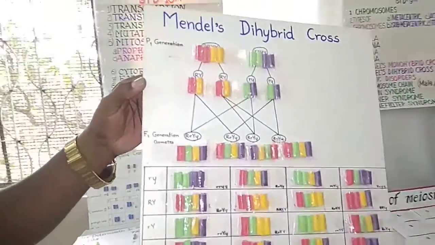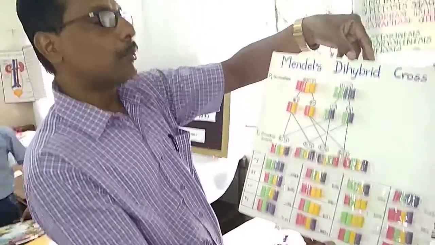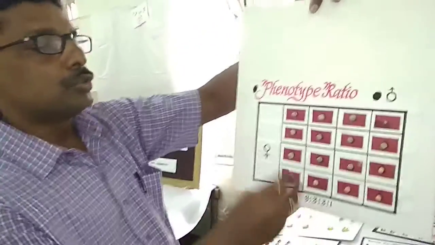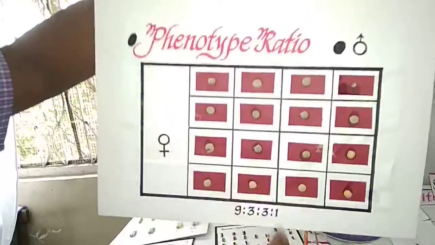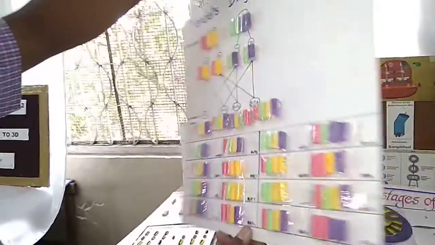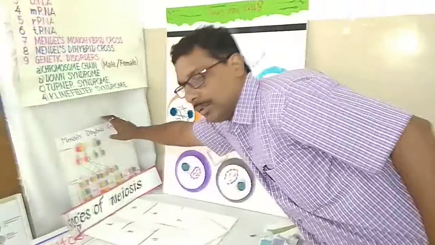So a teacher can use this type of simple teaching aids to clear the concept of monohybrid and dihybrid. At the back, I will show that actual pea seeds are used. You can show the phenotype ratio and the genotype ratio. In case of Mendel dihybrid cross, the phenotype ratio is 9:3:3:1. Now these are all the concepts for the 9th standard.